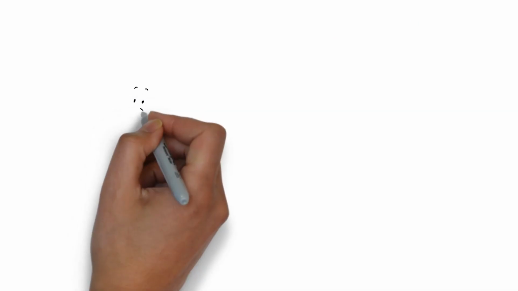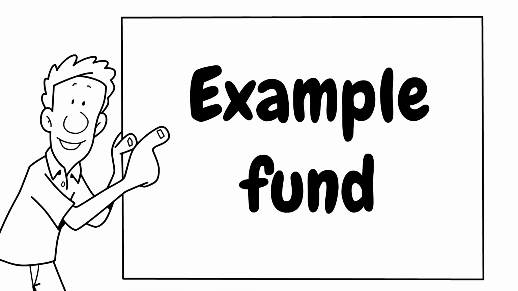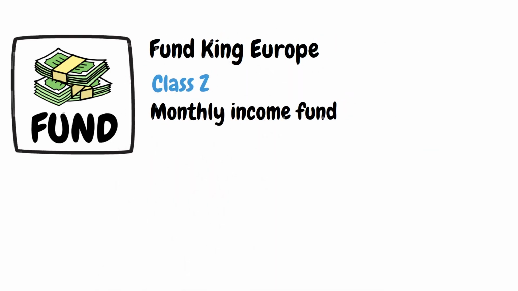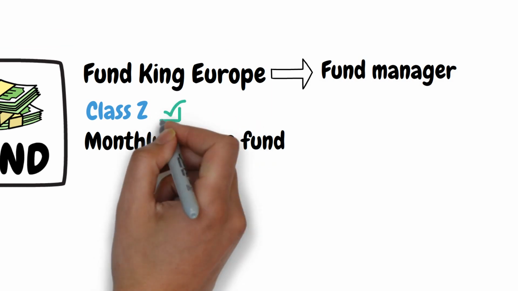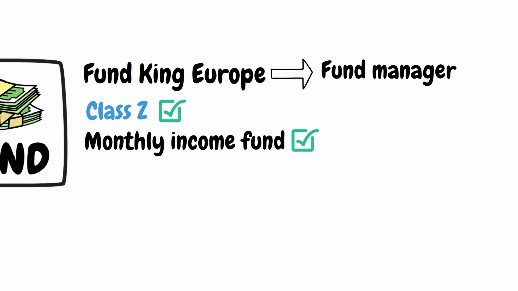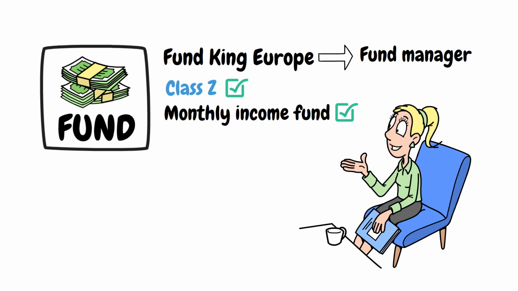In the final part of this video, we are going to give an example as if you were looking at investments on an investment platform. Let's say you had an example fund, Fund King Europe Class Z Monthly Income Fund. In this example, Fund King is the fund manager. The fund invests in Europe, it's a Class Z, and pays income monthly. So now you know what to look out for when investing in funds or looking at them online.